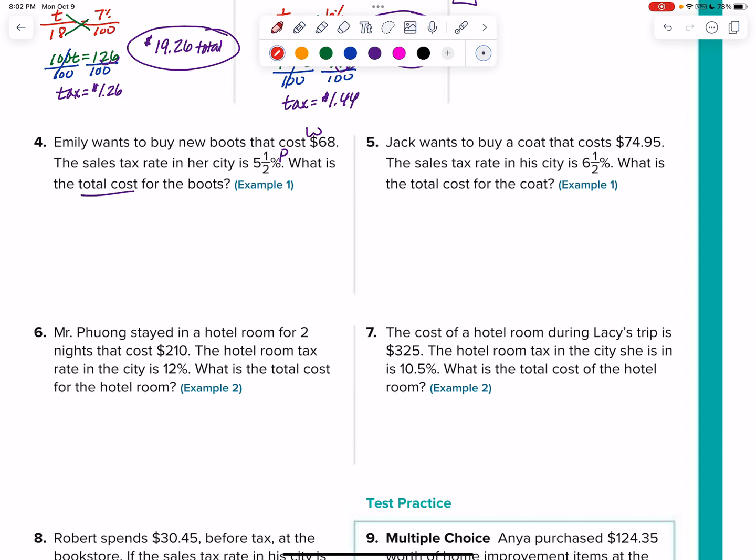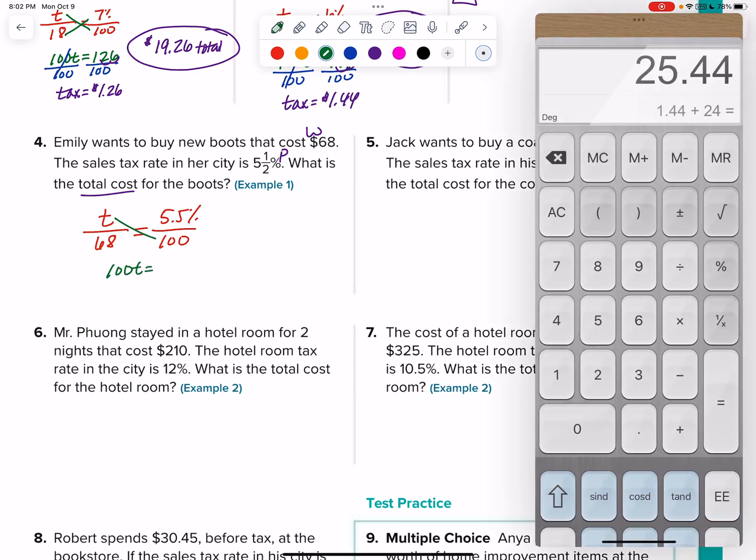So let's go ahead and set up your proportion. We don't know the tax amount as money. We do know the wholesale cost of the boots is $68. And we know the percent is 5.5%, and it's always over 100. Let's go ahead and do our means extremes. 100t equals the 68 times 5.5, and we get 374.